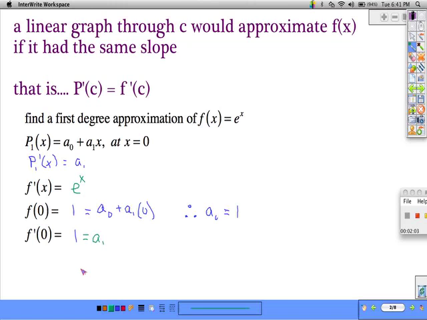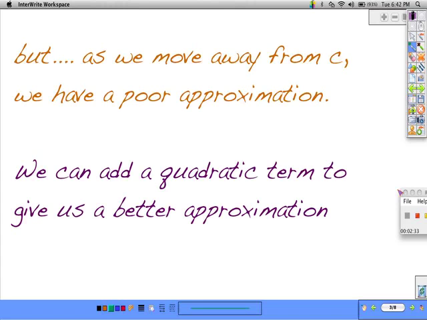And I now know that a first degree approximation for e to the x is 1 plus x. If we graph these two things, 1 plus x will be tangent to e to the x at x equals 0. Or at least they'll intersect. But as we move away from this value of c, away from 0, our line gets farther and farther away from our curve.